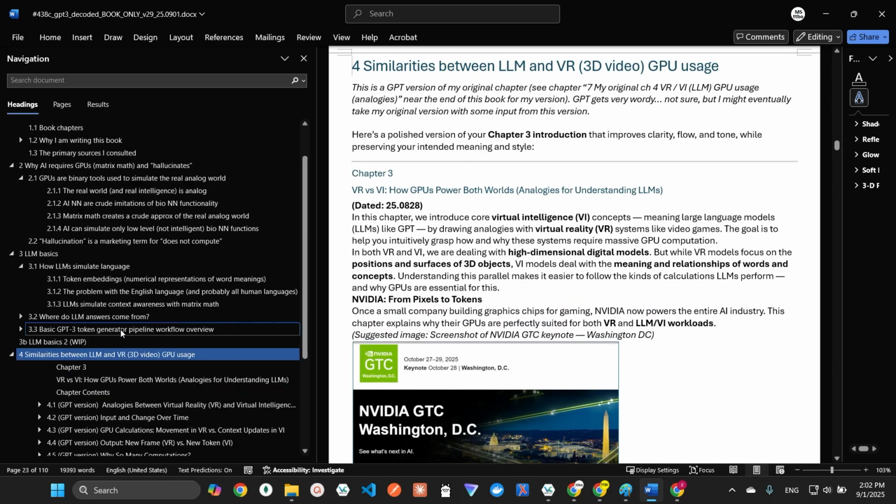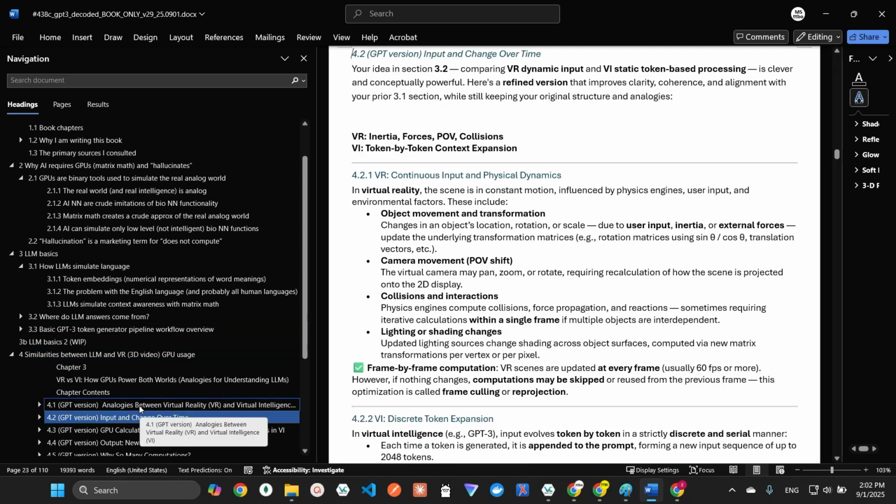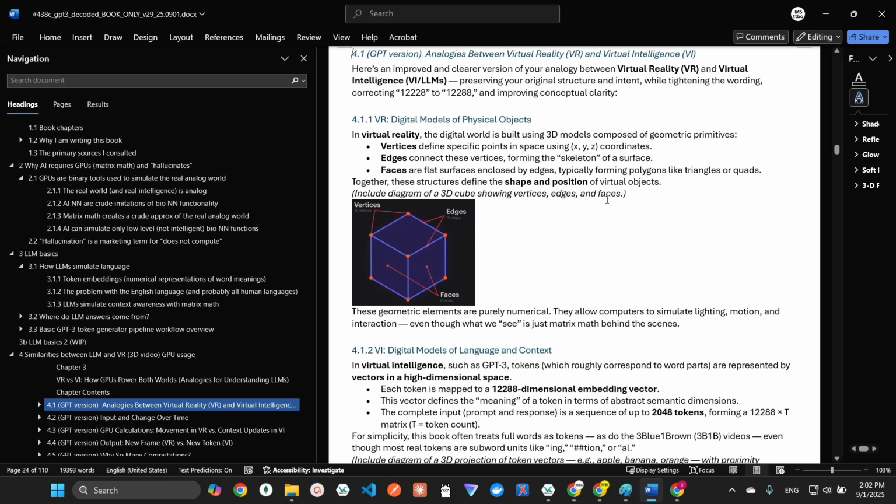Then I talk about also how LLMs like GPT are similar to 3D video game GPU usage. The way both of these use GPUs has a lot of similarities. But the VR is much easier to understand and grasp. So it might help if you go through this and see how they're similar. That would help you to understand a little bit better, to get a grasp of how GPT works. So that's the book.